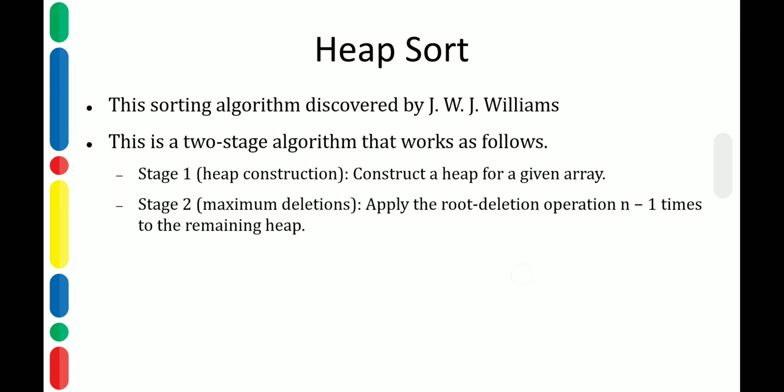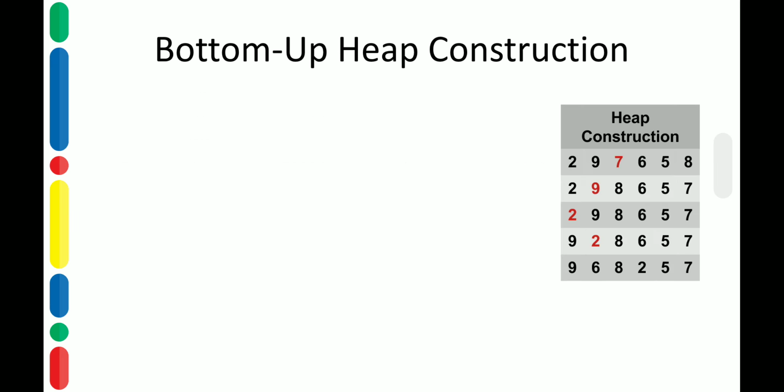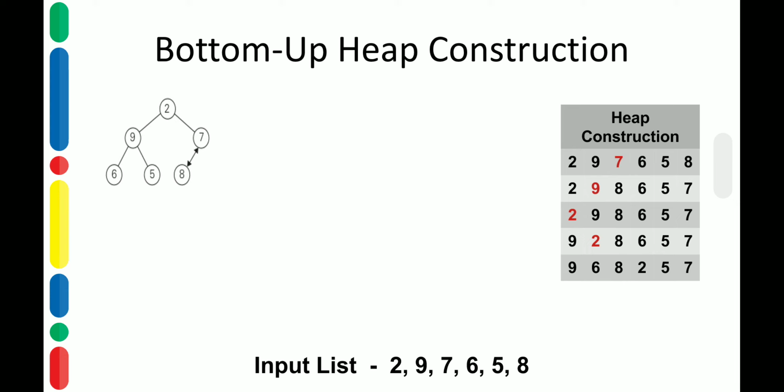Suppose the input given is 2 9 7 6 5 8. What we do here is we insert them into the tree in the input order, and then we try to heapify it. We apply the heapify procedure that we learned earlier. So we start from the last parent. I have shown the graph representation on the left hand side. On the right hand side you can see its array representation.